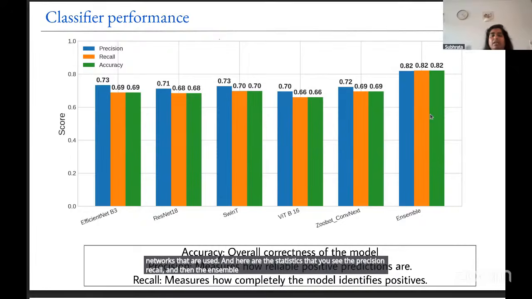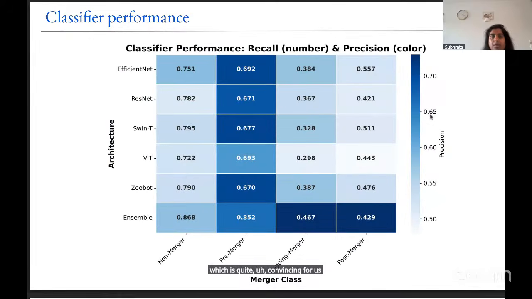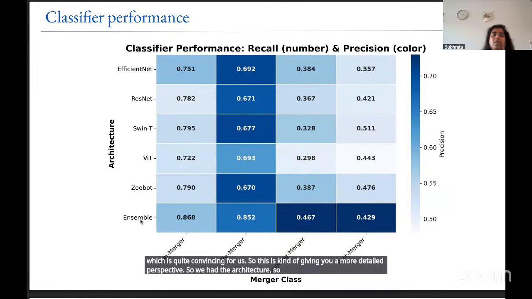That is when we combine all the information from all the networks, and then we see how the performance is. Ensemble is behaving fantastic, which is quite convincing for us. So this is giving you a more detailed perspective. We had the architectures, different ensemble, ZooBot, ViT, etc., and then we are having the classification here.